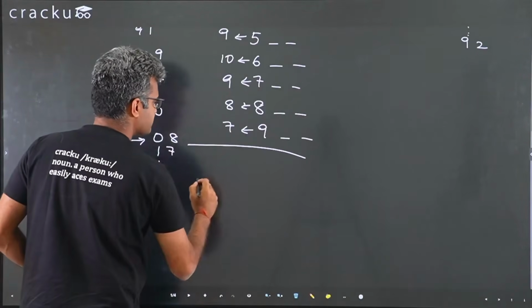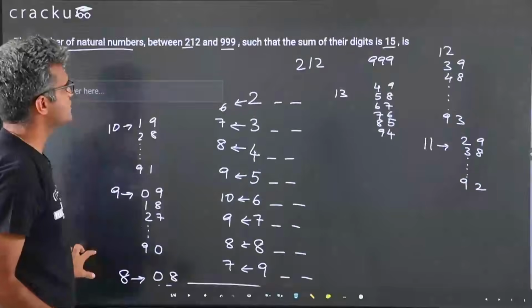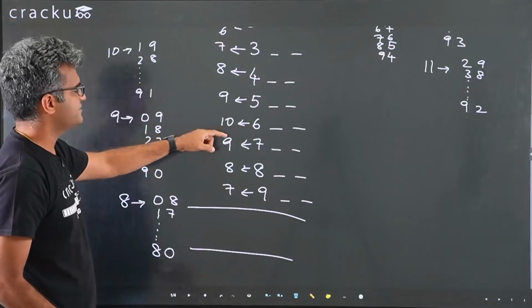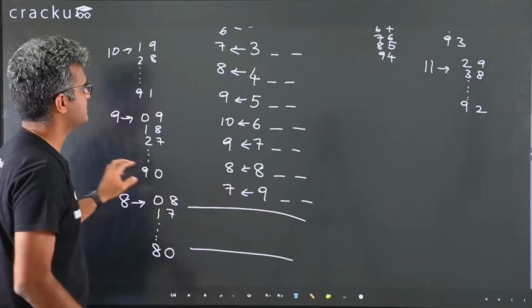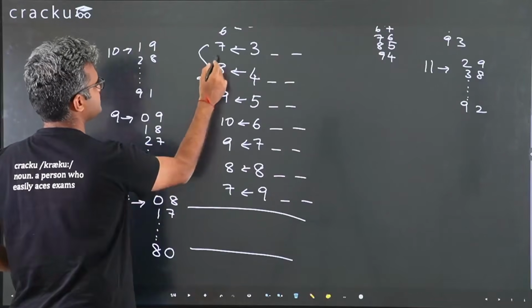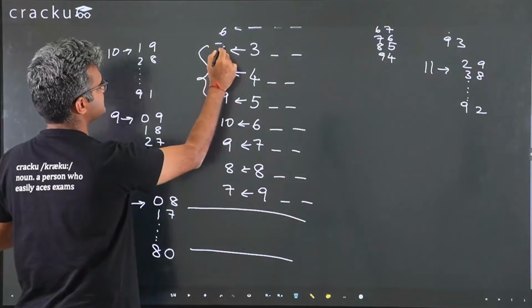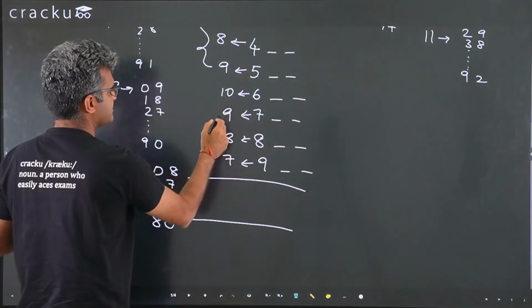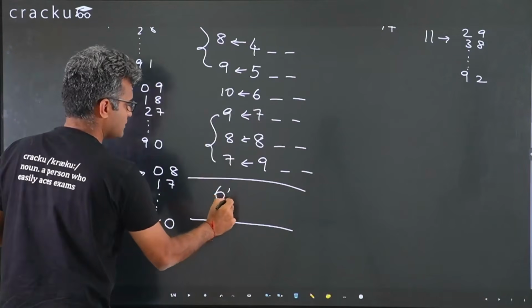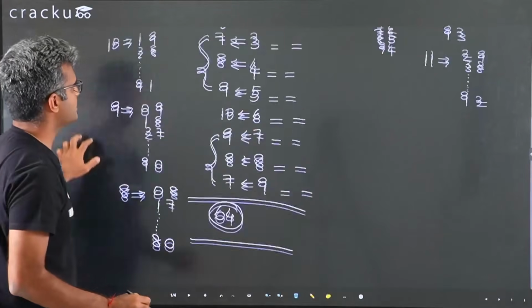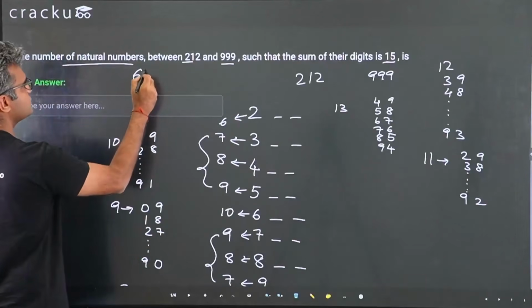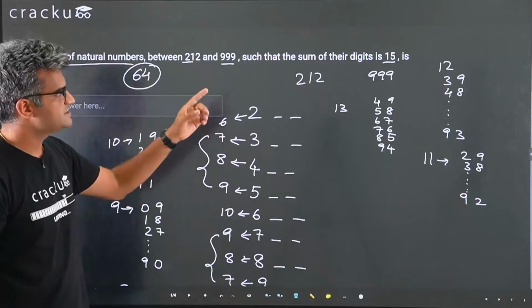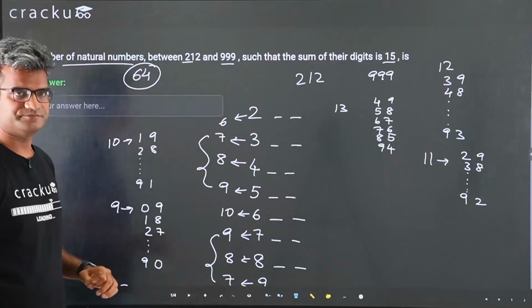So the total sum is equal to 6 plus 7 plus 8 plus 9 plus 10 plus 9 plus 8 plus 7. This is equal to 7 plus 8 plus 9 is 24, plus 6 is 30, plus 10 is 40, plus another 24 is equal to 64. So the total number of numbers between 212 and 999 such that the sum of the digits is 15 is 64.